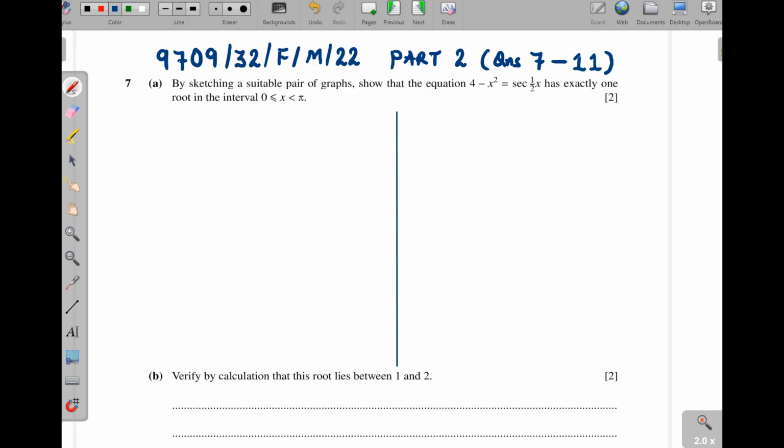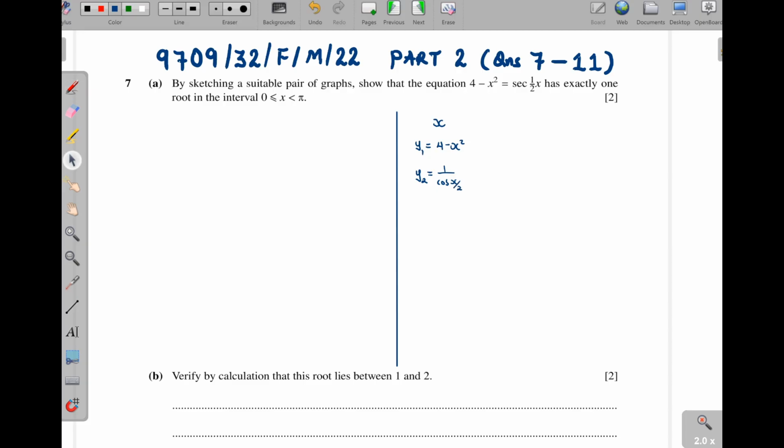I'm going to get a table here, and then we say if this is x here, and then this is maybe y1, which is equal to 4 minus x squared. This is a quadratic equation which is going to be n-shaped also. And then y2 is going to be sec. You should know that sec is 1 over the cosine, not so?